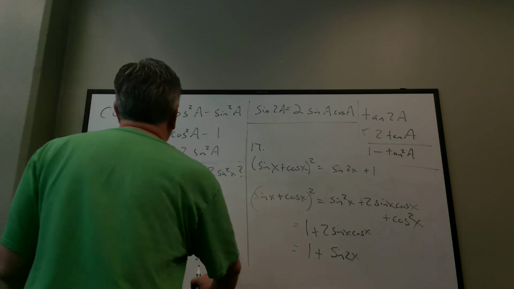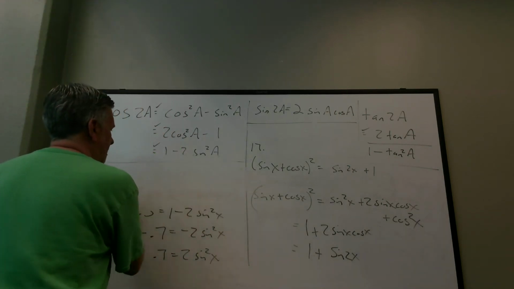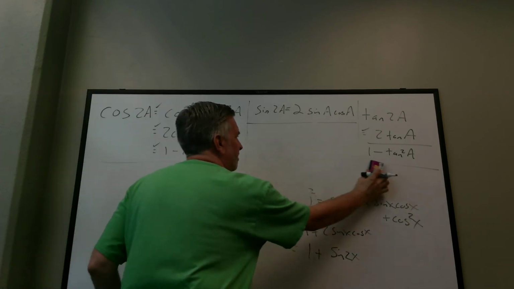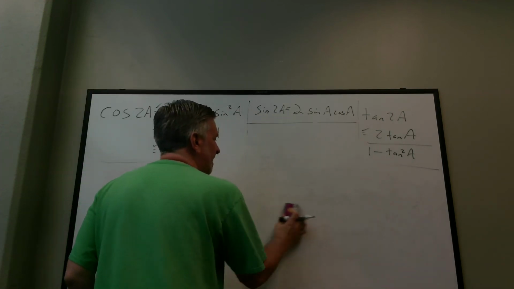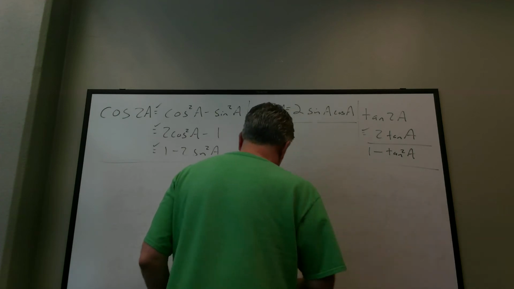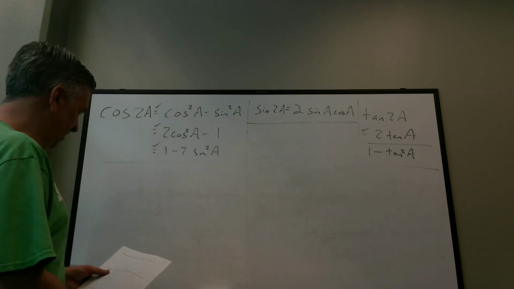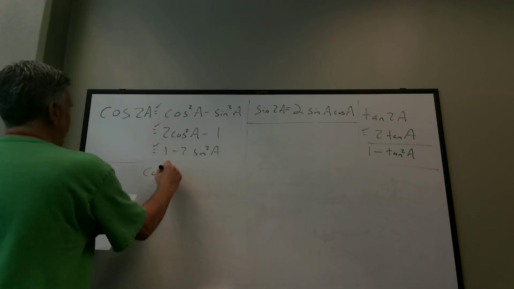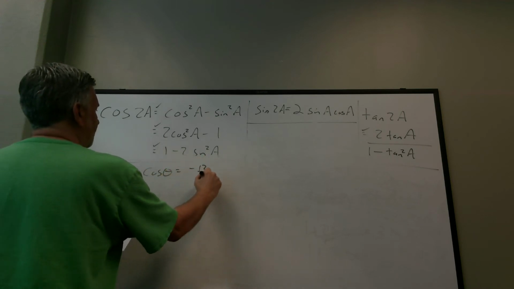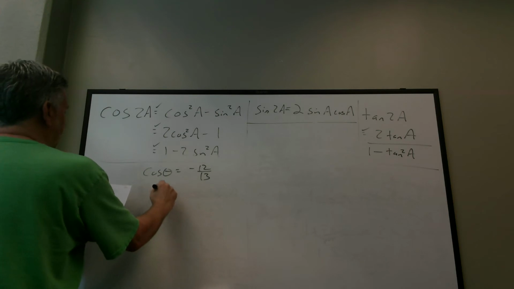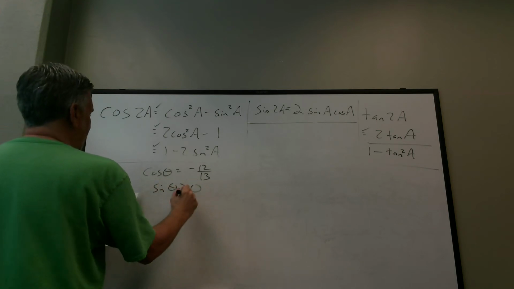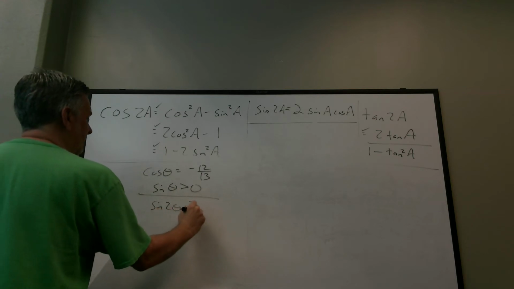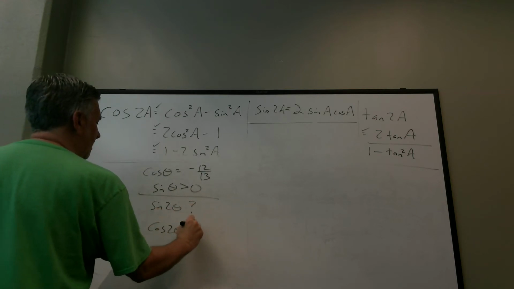Okay, the next problem has the same flavor as some we did in sections 5.3 and 5.4, where they give you information about one or two of the angles, and you have to find information about another one. So on this problem, they tell you cosine of theta is minus 12/13. They tell you sine of theta is positive, and they want to know what sine 2 theta is. And what's cosine 2 theta?